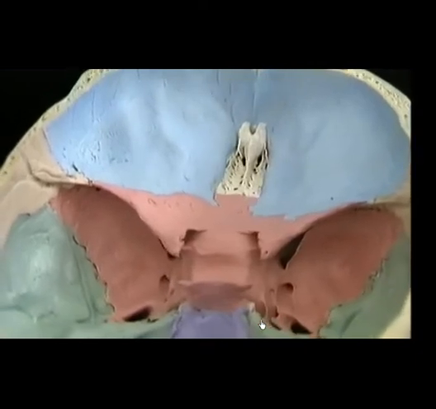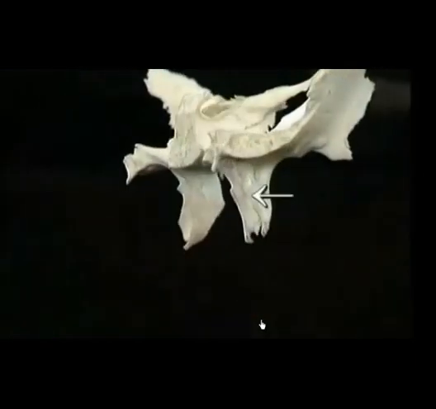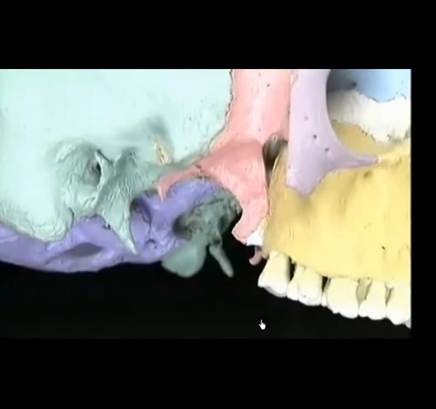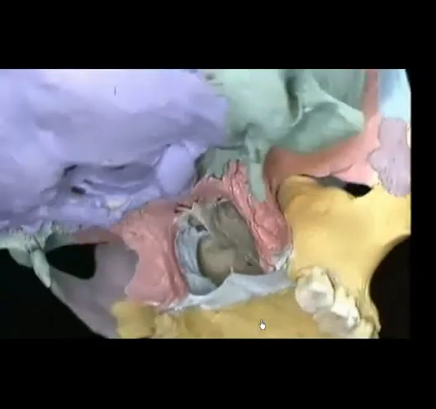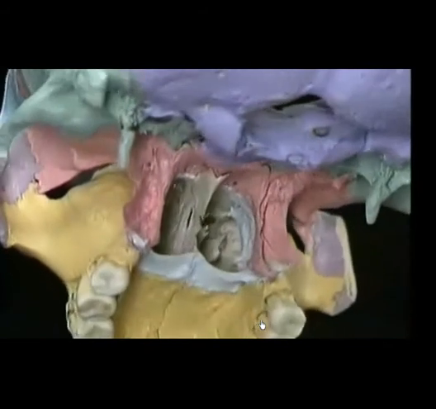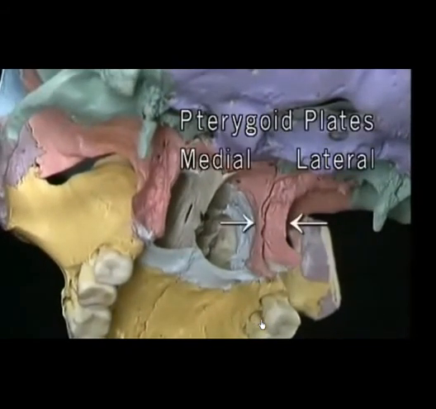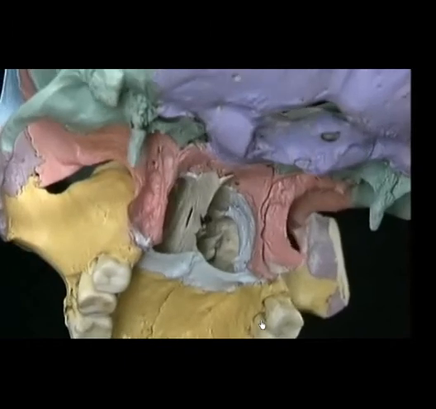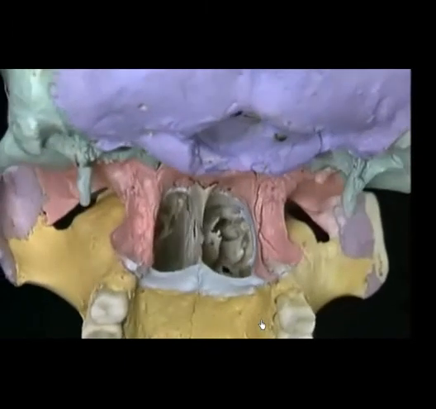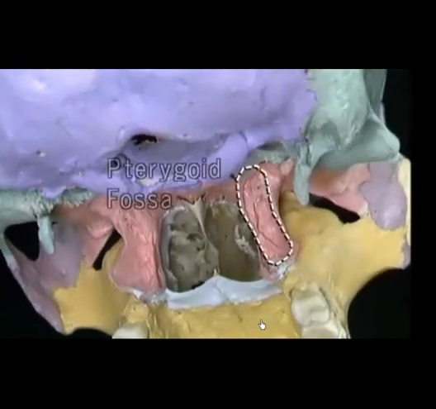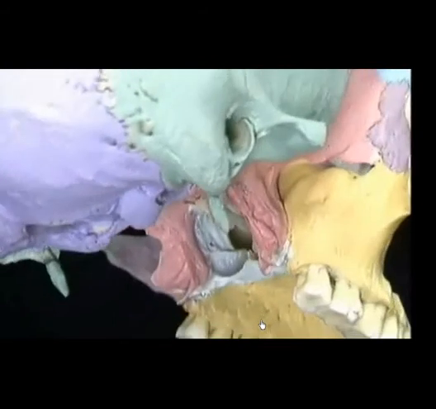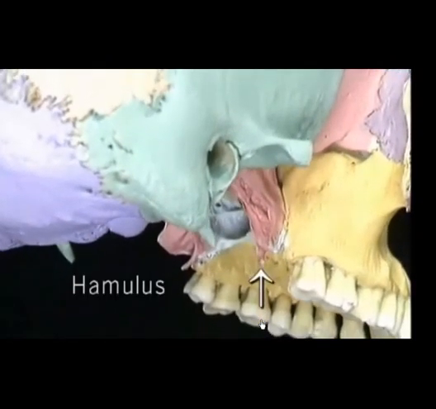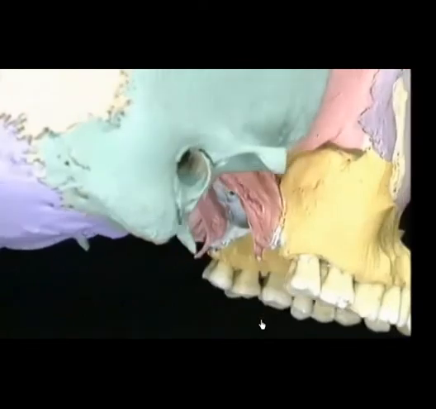The pterygoid process of the sphenoid bone projects downwards behind the maxilla. Pterygoid processes include the lateral pterygoid plate and the medial pterygoid plate, which are the attachment for important muscles. This hollow between the two plates is called the pterygoid fossa. And this little hook here is the pterygoid hamulus, which acts as a pulley for important muscles.